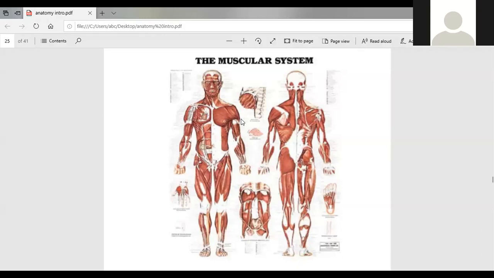Skeletal muscles, which are attached to our bones and are under our control, are also voluntary muscles. The next is smooth muscles. They are a type of involuntary muscles. Smooth muscles are present inside the organs of digestive, excretory, and other organ systems. They are not in our control.